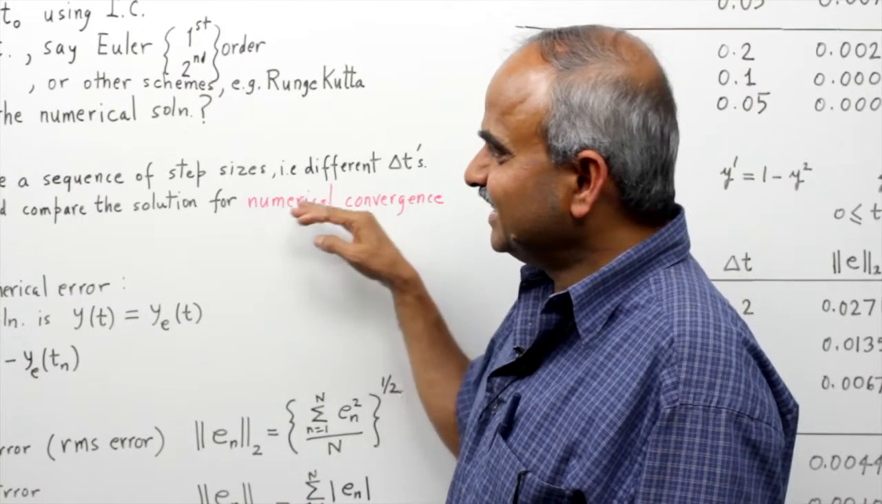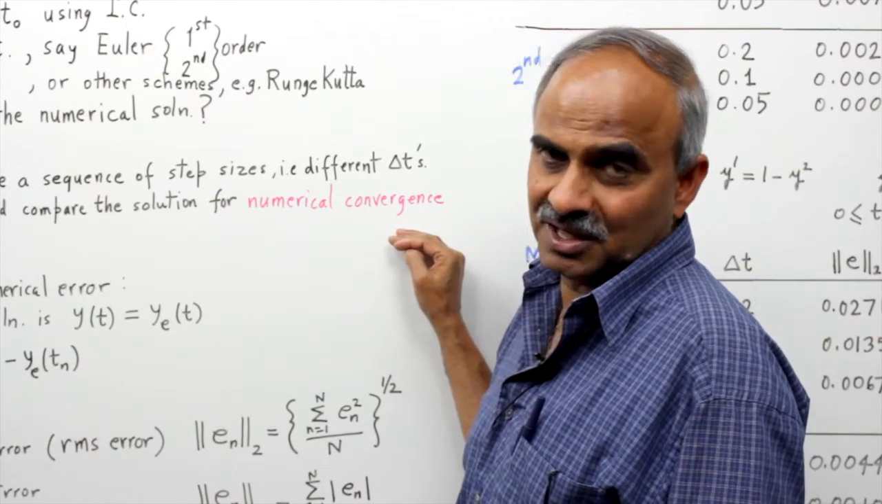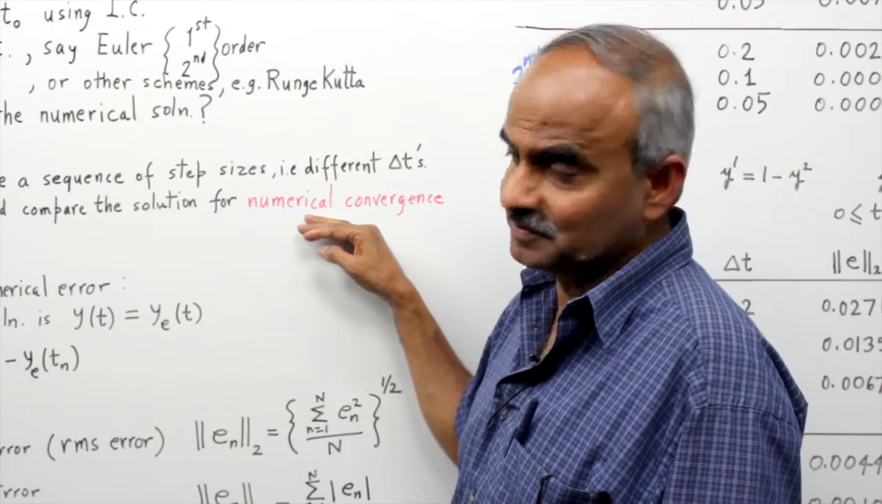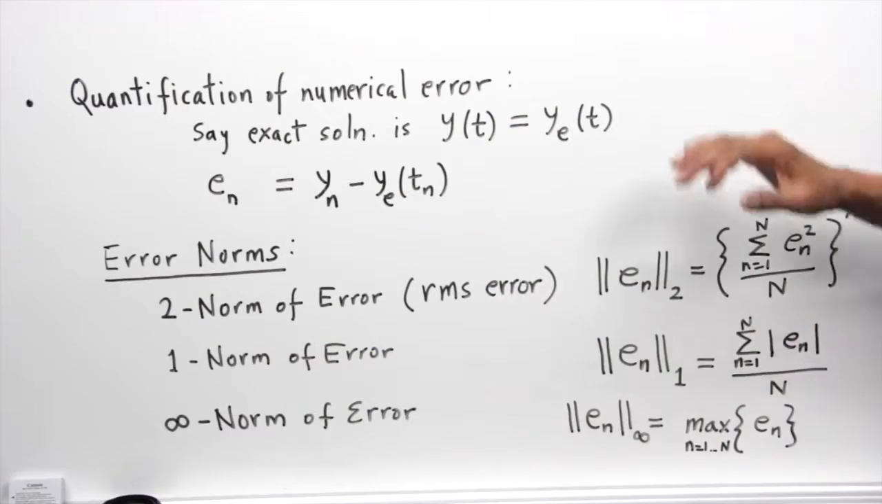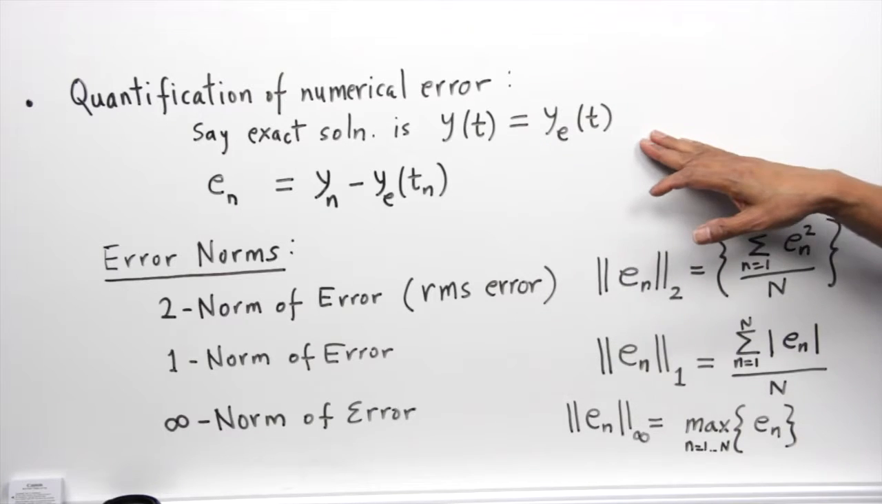So this practical test of seeing how the solution behaves for different step sizes is a very practical, very useful approach, and we need to quantify this a little bit further. So we want to quantify this numerical error that we have just talked about. And so if we have an exact solution, then of course we can do this very formally.